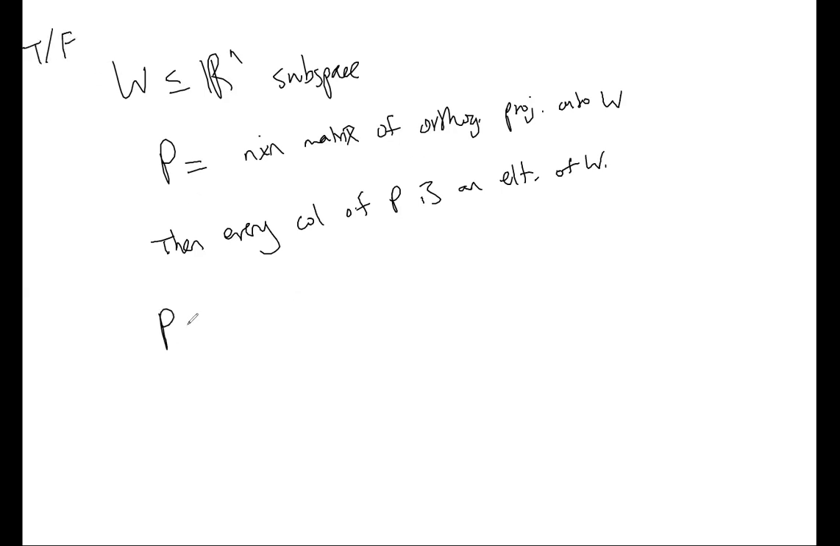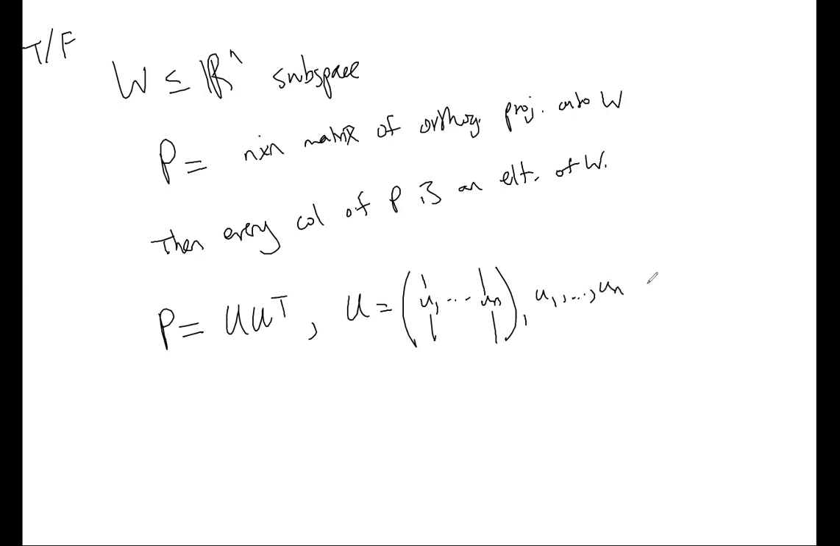Right. So here P equals, if it's the n by n matrix of orthogonal projection onto W, that means it's U U transpose, where U is some matrix, and U1 through Ud, maybe not n but d, we'll say, is an orthonormal basis for W.